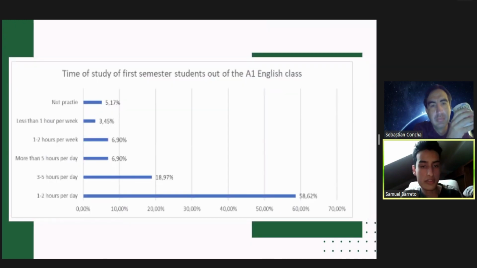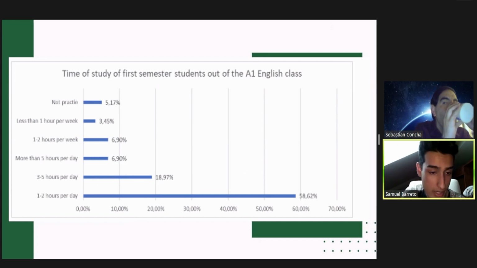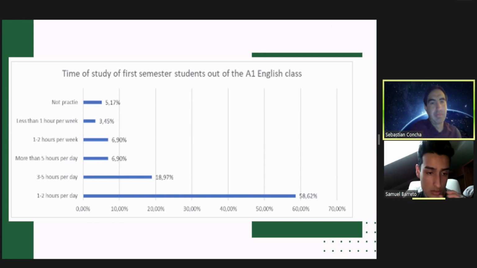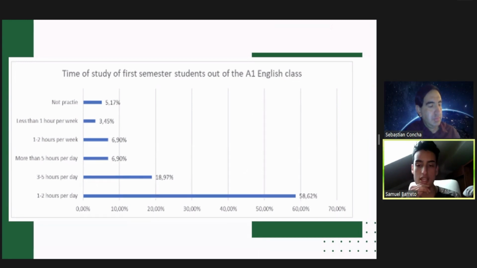So here we have the time of study of first semester students that we gathered from the surveys. Most of them implement around 2 hours per day to practice autonomously out of the class. Here we have another problem, because according to the Common European Framework, they are advised to practice more than 2 hours. So that's another problem that students have based on their performance.